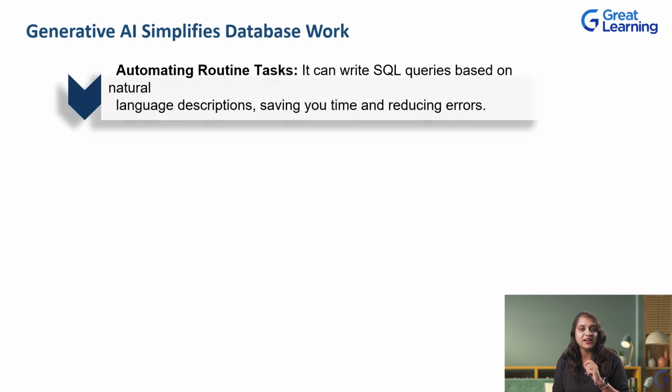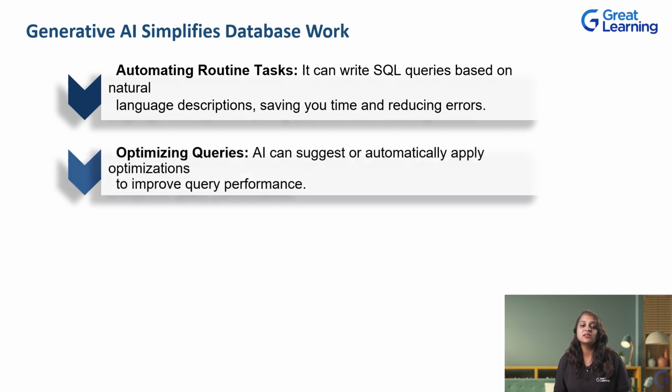Next, we will see how generative AI simplifies the database work. The very first factor is automating routine tasks. In this particular factor, it can write SQL queries based on natural language descriptions, saving your time and reducing errors. Here, you need not sit and write these SQL queries on your own. In plain English, if you give whatever you want to write in the query, that will be converted into your actual query. That is how we can reduce the errors.